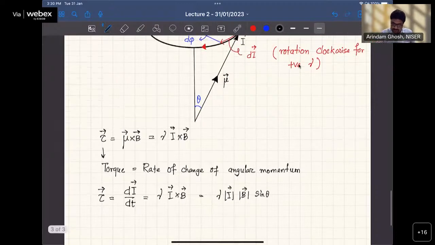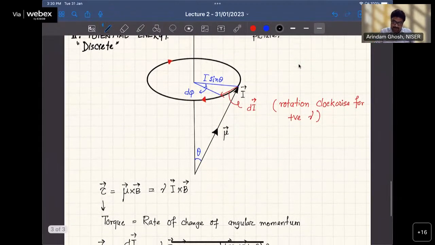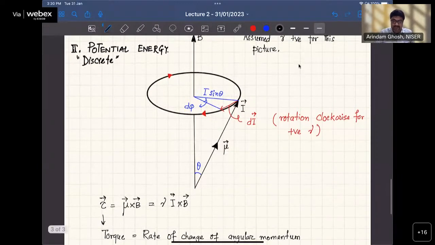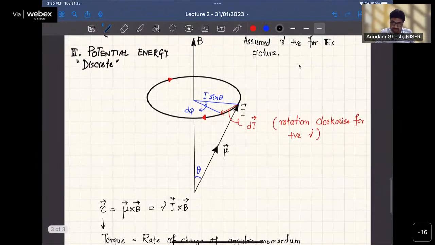Agreed. Now, if I have a situation where tau is I cross B, let's see which is the direction of I cross B. I have I in this direction and I have B in this direction. So I cross B is going to be along this direction, tangentially. So it's basically a tangent.